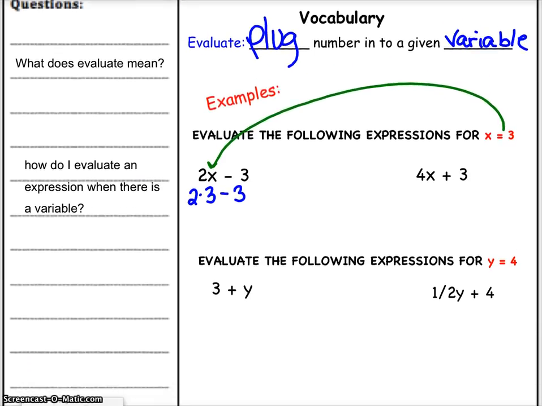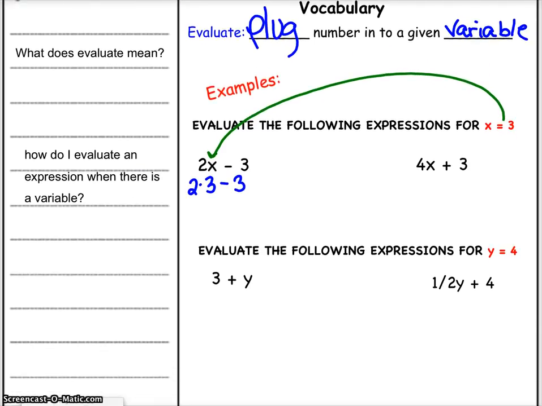Now I'm going to multiply. 2 times 3 is 6. 6 minus 3, which is 3.